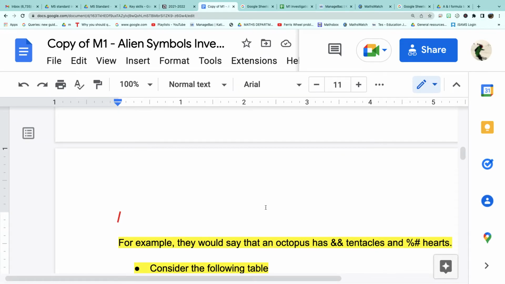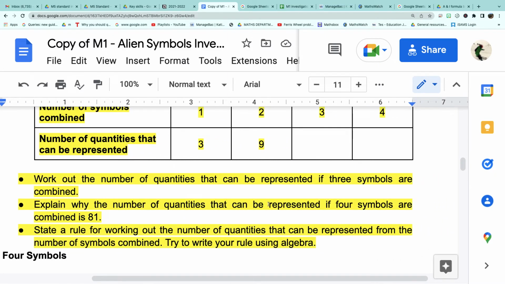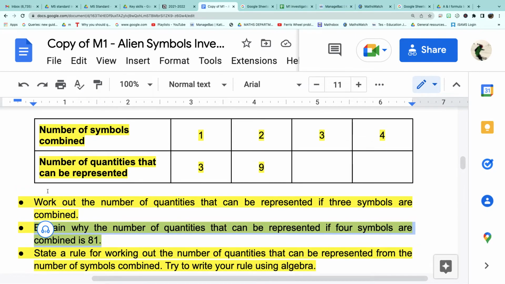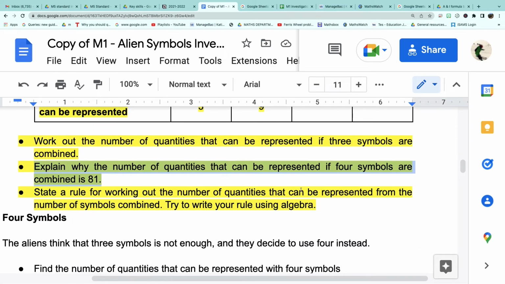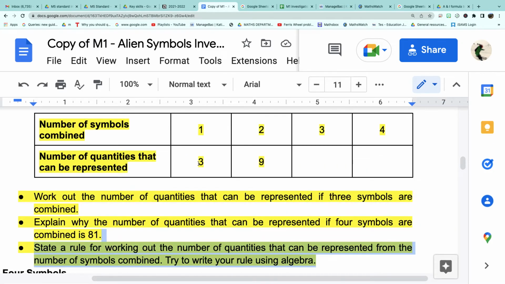So this question specifically is asking you, number 1, work out the number of quantities represented if there are 3 symbols. So it wants you to work out this section of the table. And then the last part of the table is this 3rd question, and then the 4th question is stating a rule. So the rule would be how do you get from 3 to 9 to this number to this number. We are doing the same thing each time. It will be adding, subtracting, timesing or dividing.